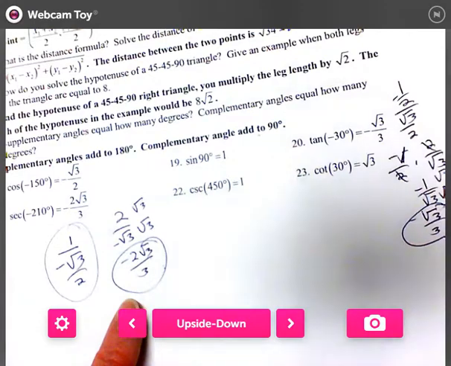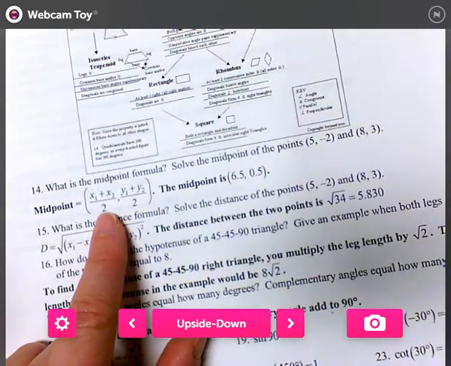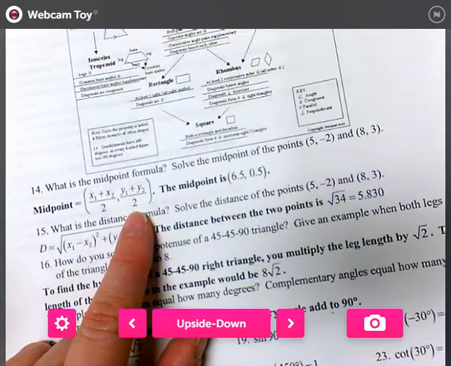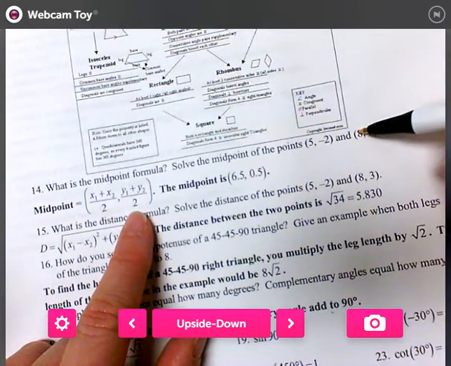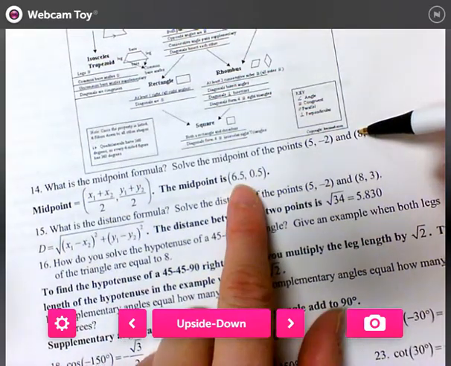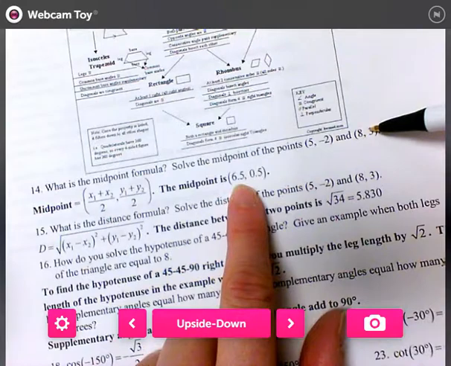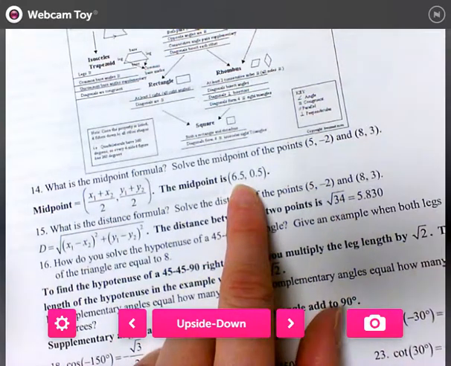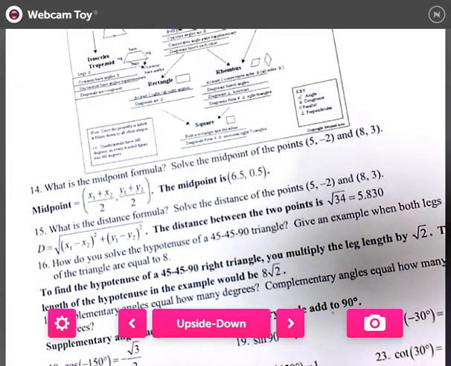Yes, Layla. Number 14 and 15. Okay, number 14, the midpoint is x1 plus x2 divided by 2, and y1 plus y2 divided by 2. Okay, so 5 plus 8 is 13. 13 divided by 2 is 6.5. Negative 2 plus 3 is 1. 1 divided by 2 is 0.5. Okay, and what's the other one, Layla?